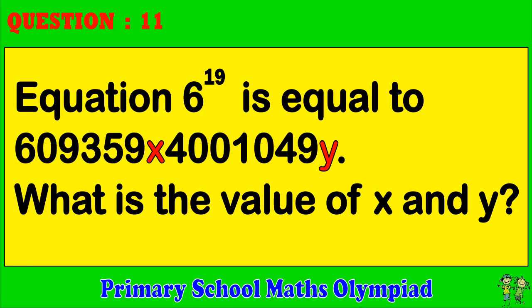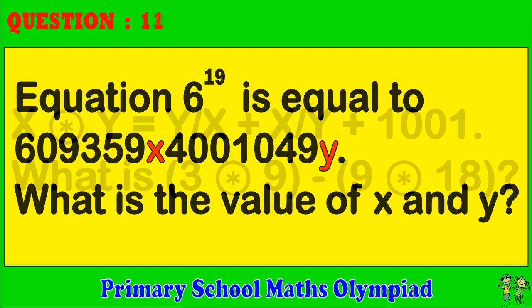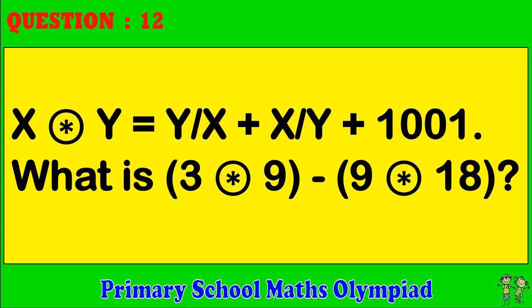Question 11. The equation 6 to the power of 19 is equal to 6, 0, 9, 3, 5, 9, x, 4, 0, 0, 1, 0, 4, 9, y. What is the value of x and y? Question 12. Solve the equation as shown, where x asterisk y equals y divided by x, plus x divided by y, plus 1001.